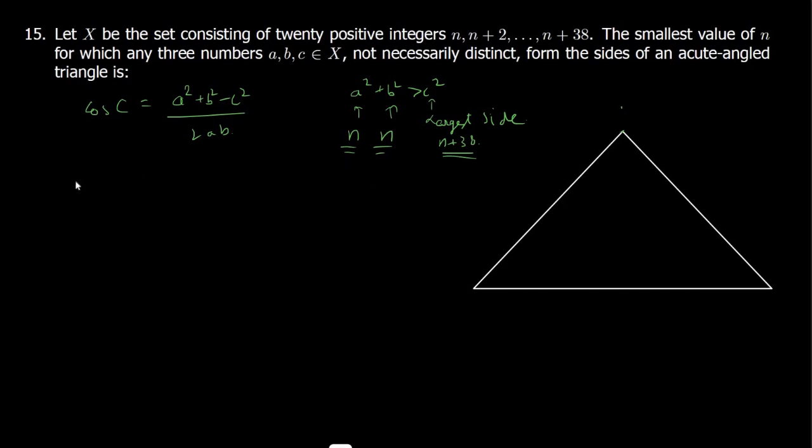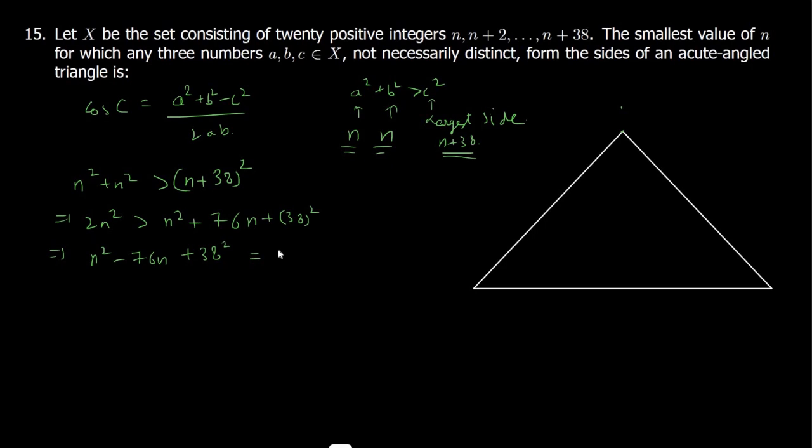And in order to make this triangle acute, we'll need to apply the relation that n square plus n square will be strictly greater than n plus 38 the whole square. Let us solve for this. So we'll get 2n square is greater than n square plus 2 into 38 is 76n plus 38 whole square. If I take everything on the left hand side, n square minus 76n. In order to make it a perfect square, I will need to add 38 square, and on the right hand side it will become 2 into 38 the whole square. But the sign is not equal, it is strictly greater than. So I will get n minus 38 whole square is greater than 2 into 38 whole square. So what will happen is either n minus 38 will be less than minus 38 root 2 or n minus 38 will be greater than 38 root 2.